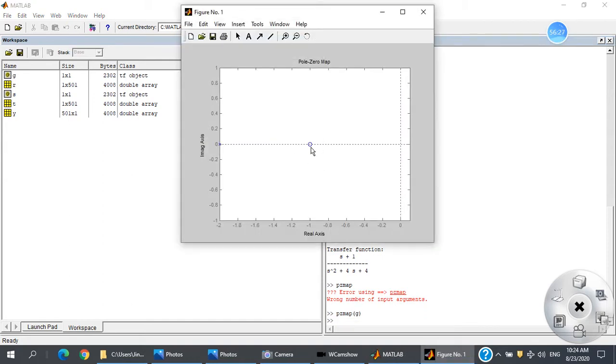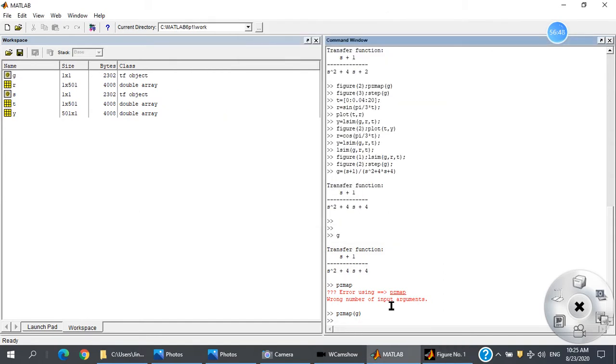So we have 1, 0 and negative 1. The numerator is S plus 1. And we have a pole at negative 2. Actually, we have double poles at the same point. Right? This is S plus 2 squared in the denominator. And we can see what the response is.